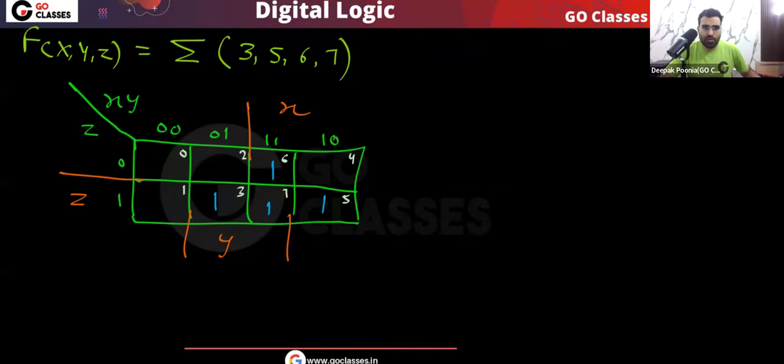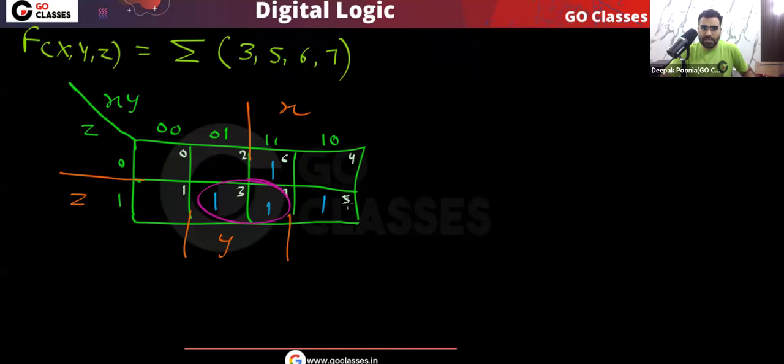Now let's find the minimal SOP expression. For that, we will make the groups covering ones. Remember, we will use the minimum number of groups, and every group, every cube, will be as large as possible. Look at this one. From this one's point of view, this is a useless neighbor, this is a useless neighbor. The only useful neighbor is this, so we need to make this cube. This cube we will create.